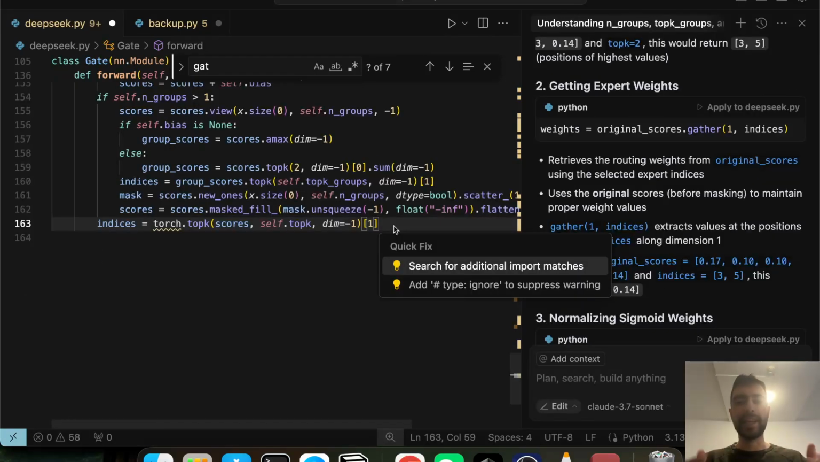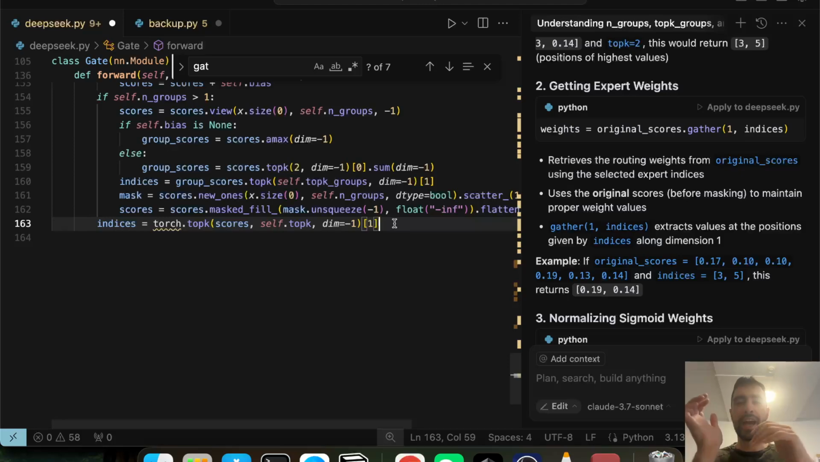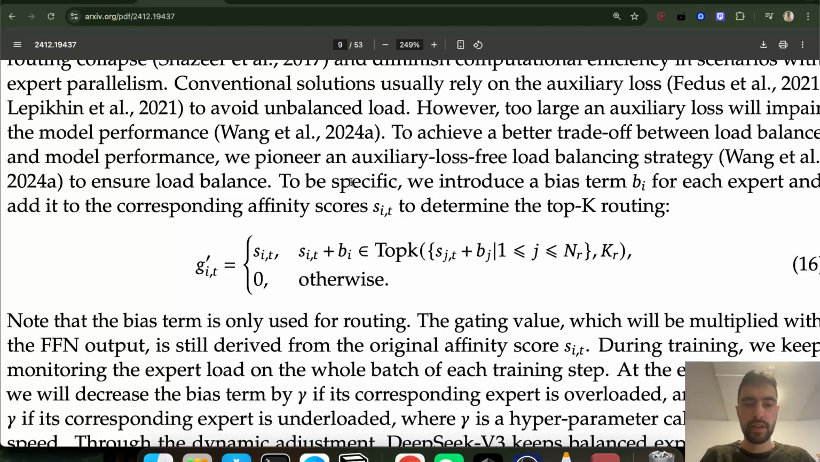The reason we take indices is because we added the bias. If you remember from this equation that I was explaining, we add bias if this expert was selected too much to the score. So we reduce the score. We add negative bias. But when we are multiplying the output of the expert with the score, we want to use the original score.